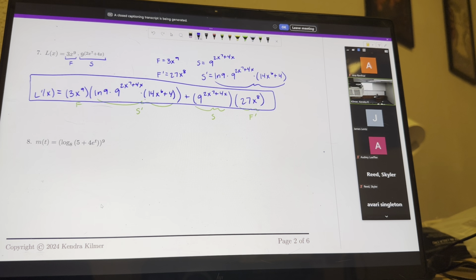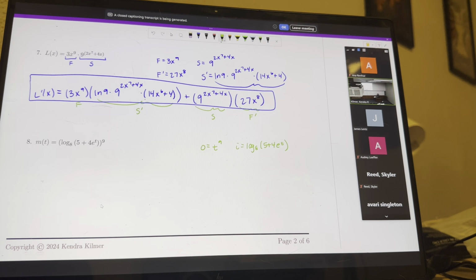Trying to decide if I want to write. Do you want me to write it out with O's and I's or not? Yes? O's and I's? Okay. Okay, so start here. We would identify our outer function as x to the 9th. And our inner function would be log base 8 of 5 plus 4e to the t. And let me make certain I'm using the same letter, so I'm going to make that t to the 9th.